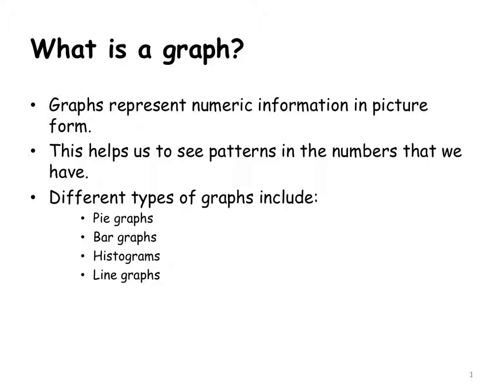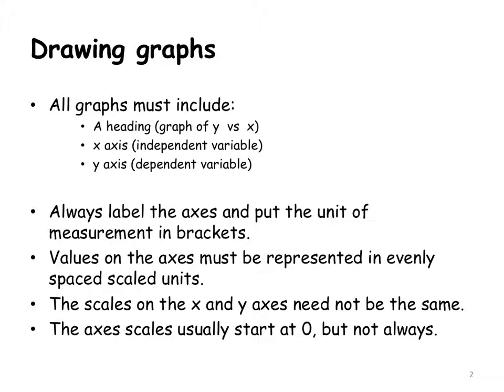Line graphs, where you're going to have to consider whether you've got a gradient, a straight line, a parabola, an exponential graph, or a hyperbola, is what you are going to use most of all going forwards. Whenever you draw a graph, you must include a heading, and the heading is always a graph of whatever's on the y-axis versus whatever's on the x-axis. You're always going to put the independent variable on the x-axis, in other words, what you changed, and whatever you measured goes onto the y-axis, the dependent variable.